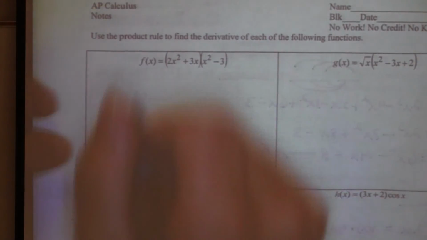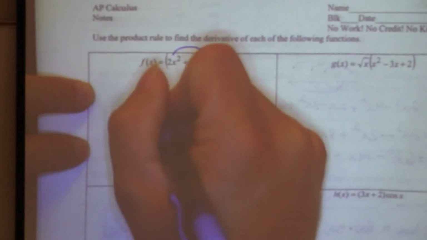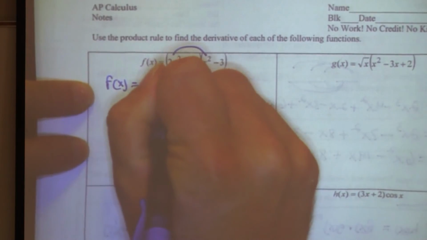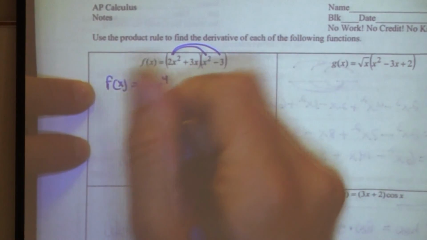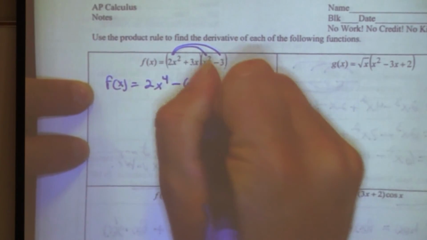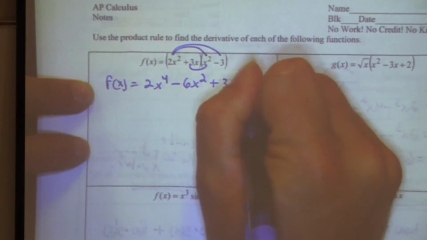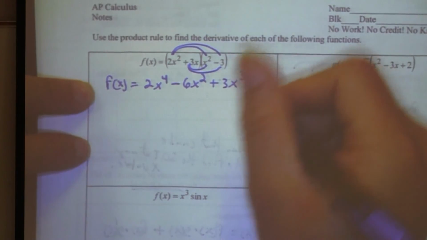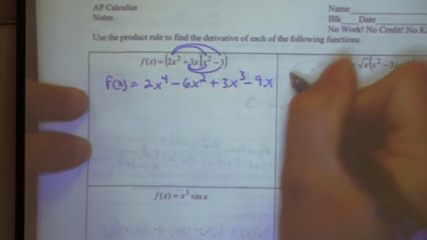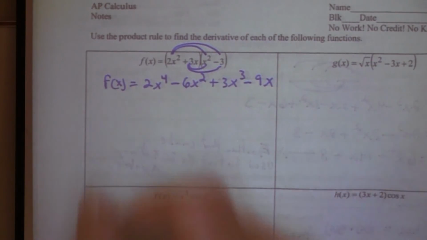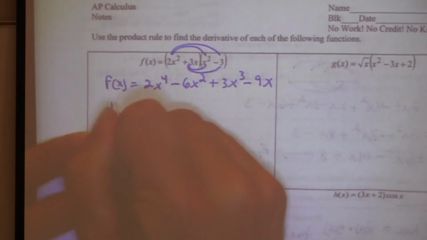Expand it? Yeah. All right, so 2x squared times x squared, what do we end up with? 2x to the fourth. 2x squared times negative 3. 3x times x squared. And 3x times negative 3 minus 9x, okay? So notice that here, we're not finding the derivative right now, we're just rewriting the original function, right? So now we can find the derivative, and let's do it in order.